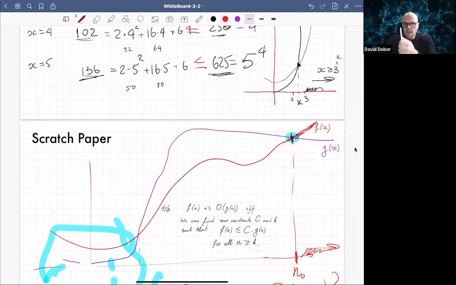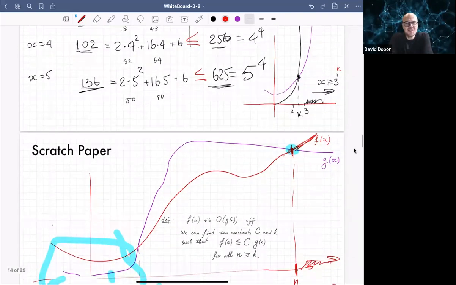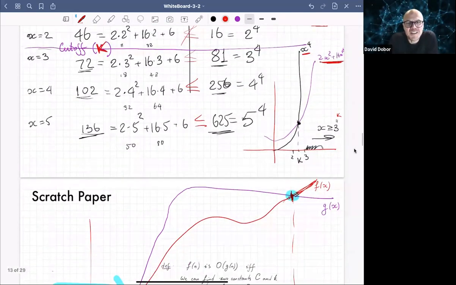Okay. I have a question. Yeah, please. For c, do you always just set it equal to 1? Or is it just for the examples we did? Yeah, these are the examples.